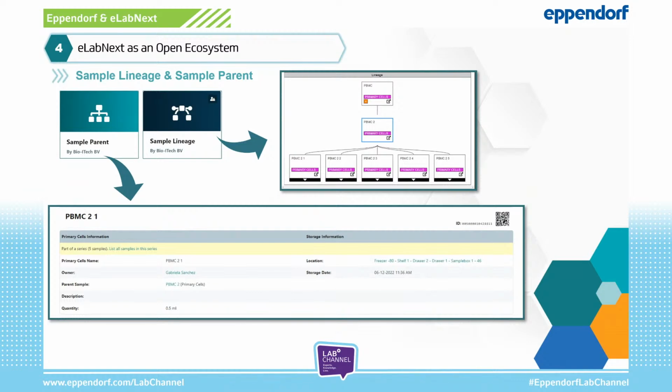And the lineage is basically an overview of the whole history of that sample. So I can see which one was the very first vial, and then from that one, which one came after, and then from that one, how many aliquots, for example, I made, and so on. So you always have a nice overview of the history of your sample.